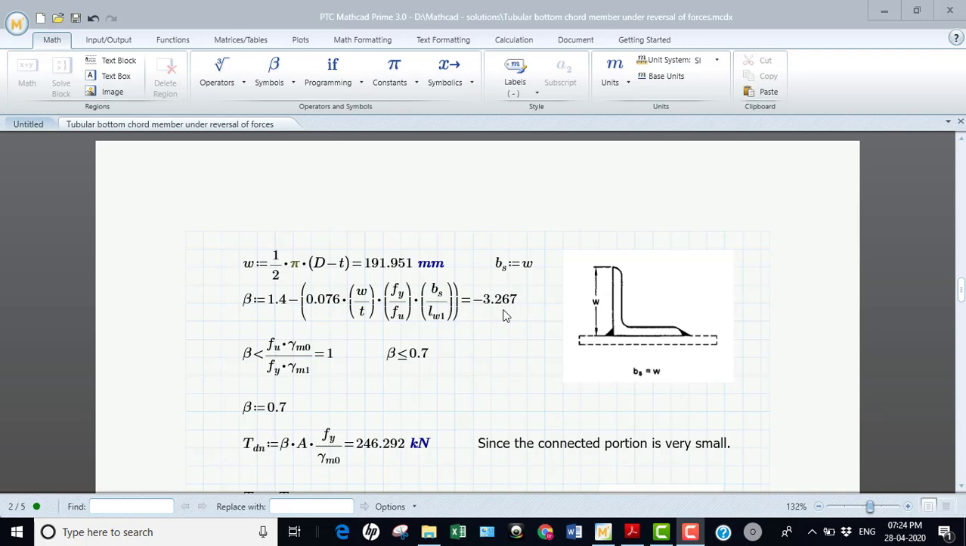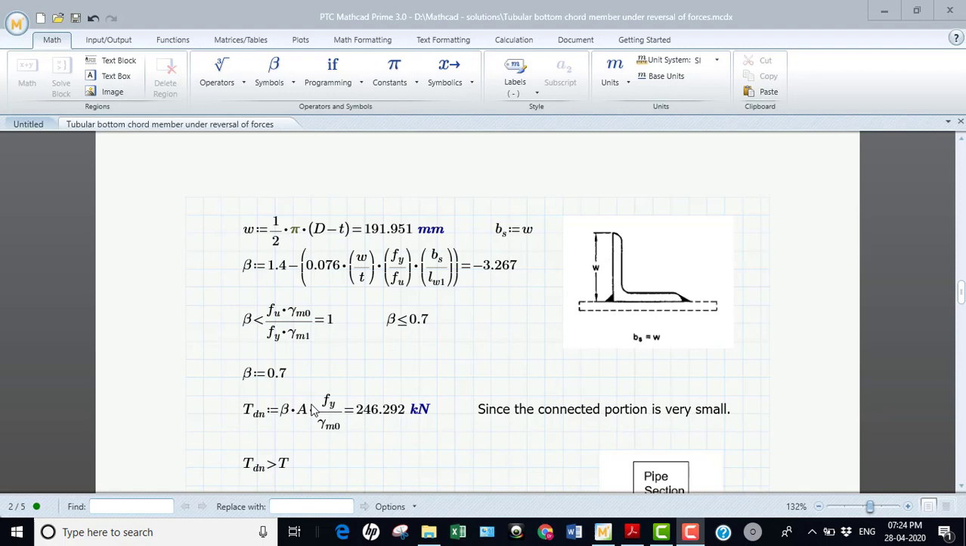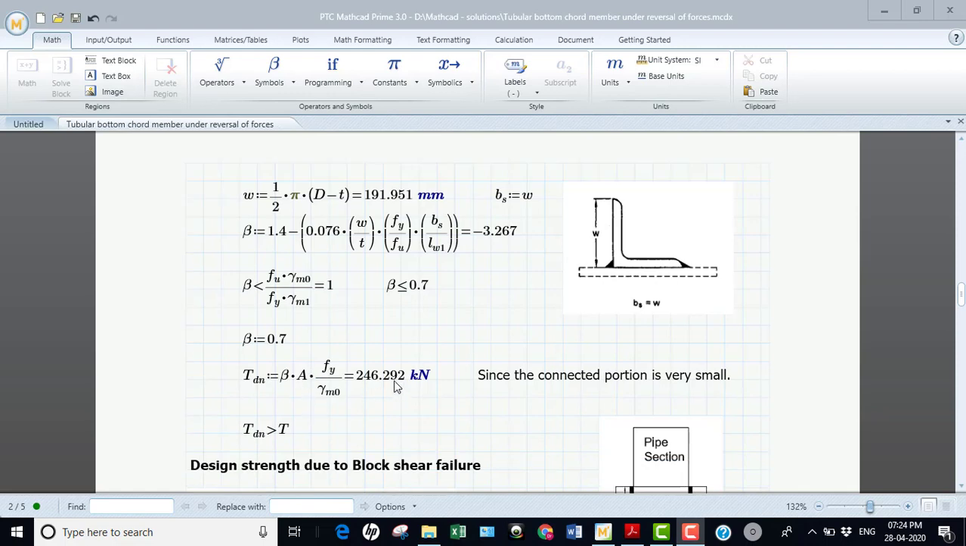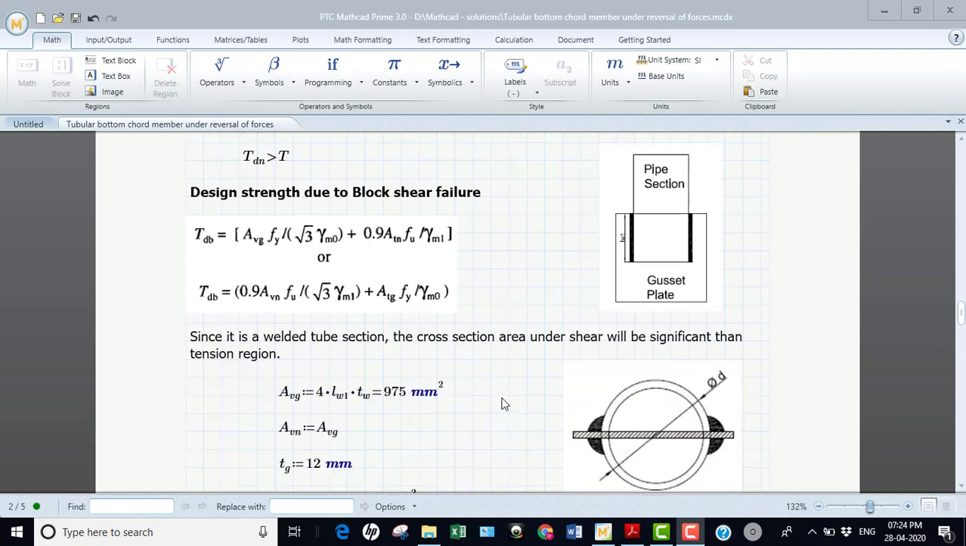From this we know that the value should not be more than these two limiting values. It should not be greater than 1 and it should not be less than 0.7. Therefore, since it is very small, I am taking the minimum value of 0.7 and then calculating the capacity against rupture. It was found that this is greater than the tension coming on the pipe. Then I'm going for the block shear calculation.